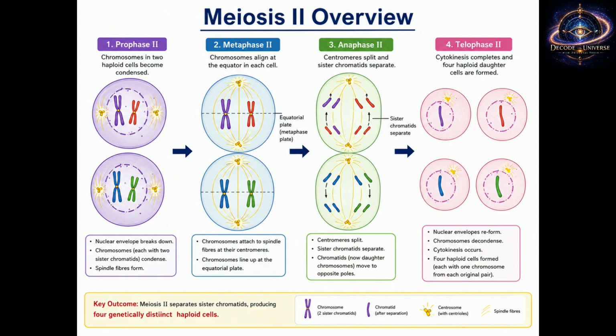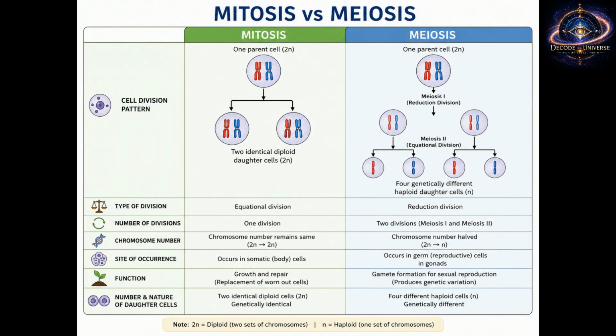Student: What is crossing over? Teacher: Exchange of genetic material between non-sister chromatids of homologous chromosomes is called crossing over. Student: Why is meiosis important? Teacher: It maintains chromosome number and creates variation. Student: Which stage is best to study chromosome shape? Teacher: Metaphase, because chromosomes are fully condensed and clearly visible.